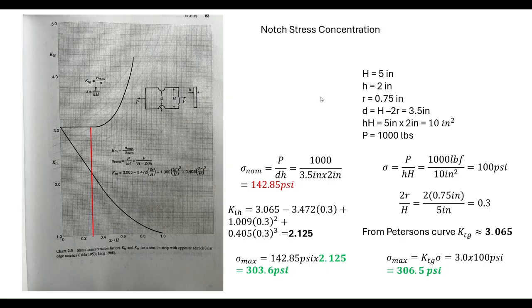Next, we'll go to modeling the geometry and applying the loads in ANSYS.